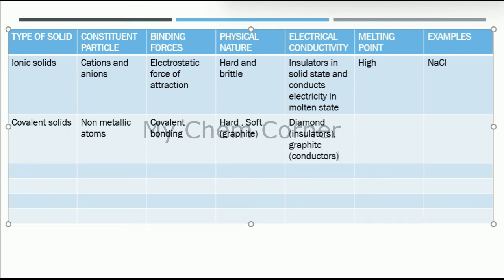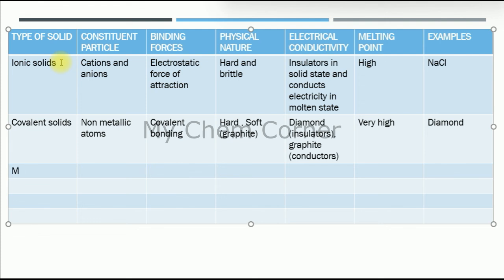That's only because in graphite we have benzene-like rings where there's delocalization of electrons. Because of delocalization of electrons, they conduct electricity. Melting point here is very high because of covalent bonding. Example that you can give is diamond.